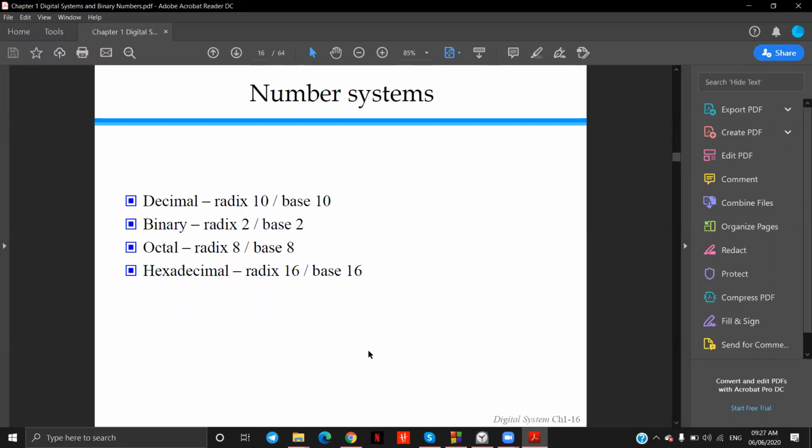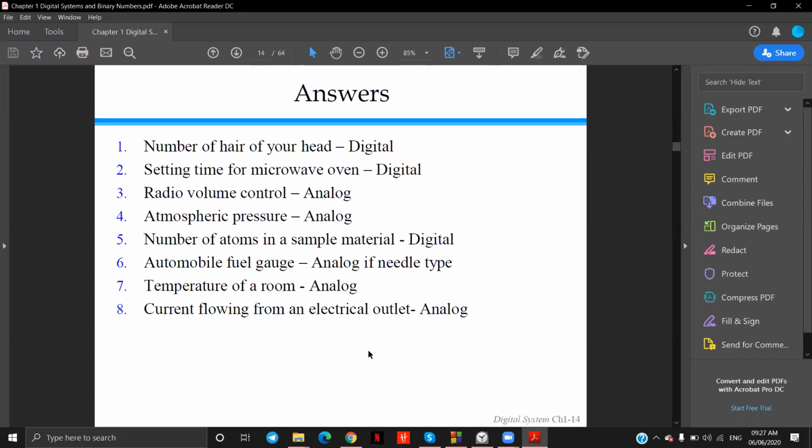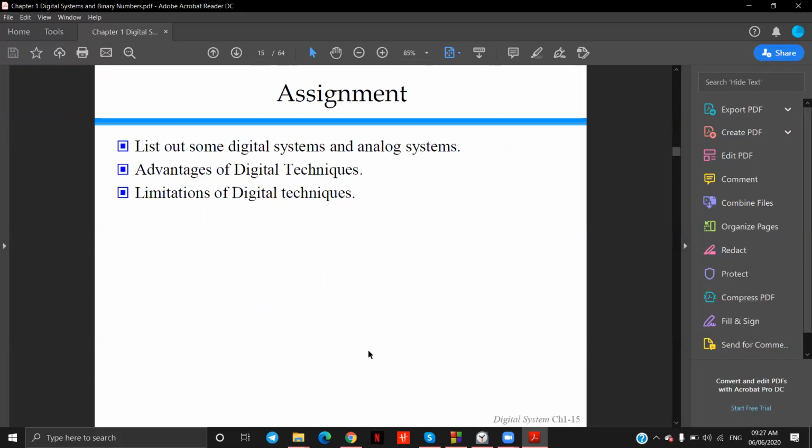There are some assignments you can do for your study purposes. First one is to list some digital systems and analog systems, the advantages of digital techniques, and the limitations of digital techniques.